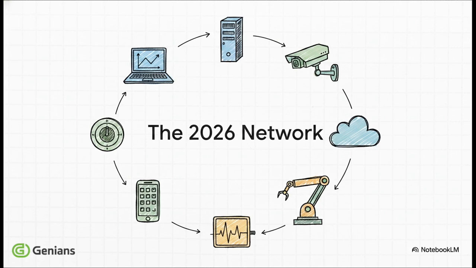You know, the network of 2026 looks nothing like it did even a decade ago. We've gone way beyond just having a bunch of managed laptops and servers. I mean, today's network includes everything you see here: IP cameras, industrial controllers, personal phones, cloud workloads, you name it. And here's the real kicker: most of these new devices just can't support traditional security agents.